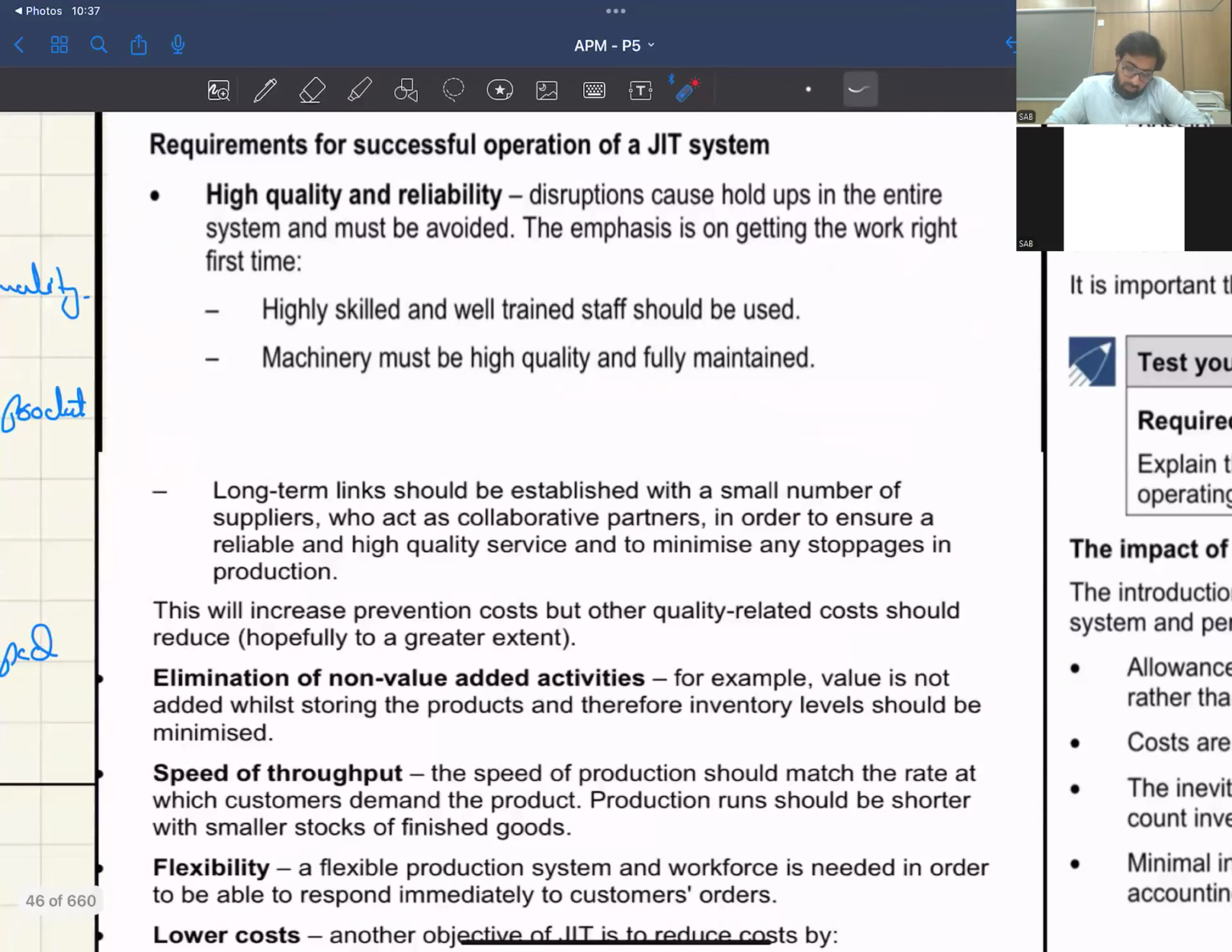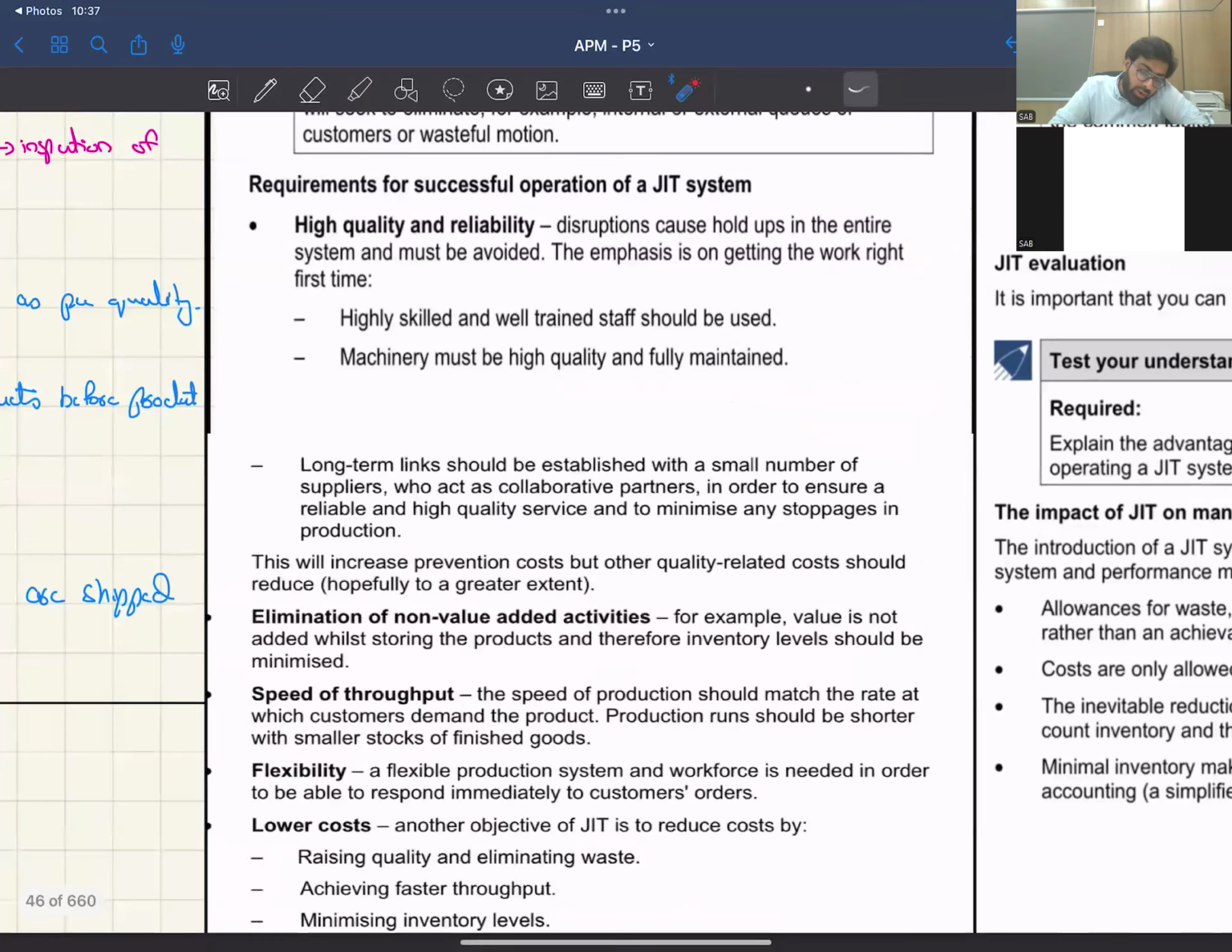Now, sir, what is the requirement or the environment to produce an effective JIT system?